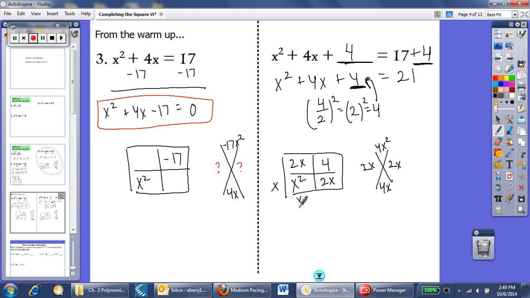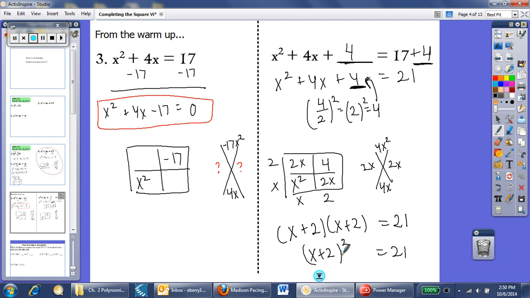The outside, x times x is x squared. This needs to be a 2 and this needs to be a 2. It worked. Using this trick here, the middle term divided by 2 squared will make the polynomial factorable. So this becomes x plus 2 times x plus 2 equals 21. Rewriting this to look better, this becomes x plus 2 squared equals 21, since there are 2 of them here.